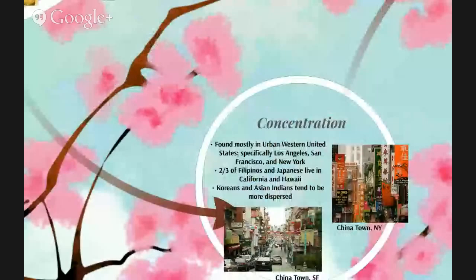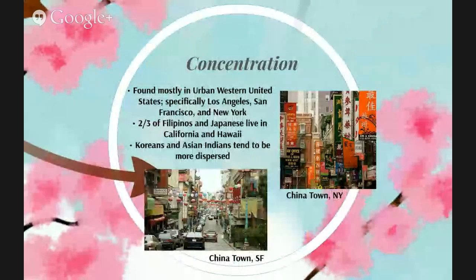Next, we're going to look at the concentration of the Asian American population in the United States, which is found mostly in urban western United States, specifically in Los Angeles and San Francisco. You can see pictures here of Chinatowns in both San Francisco and New York. And it is cool to remember that 2/3 of Filipinos and Japanese live in either California or Hawaii. Not only did they migrate there, but they've stayed there, and they've not dispersed themselves as thoroughly across the United States as the Korean and Asian Indians, which tend to be more dispersed and not as grouped up in these subcultures that you see in the pictures here.